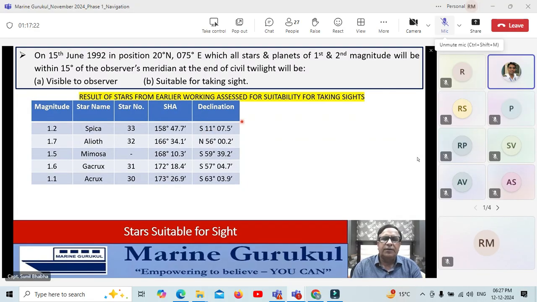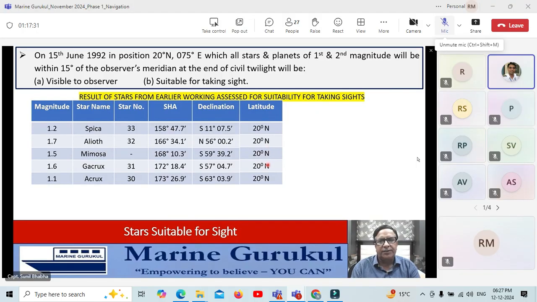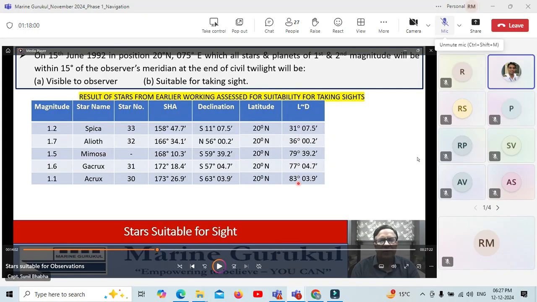Now to assess visibility, we have just learned we have to get L difference D. So we insert one more column here for observer's latitude, and observer's latitude is 20 degrees north. Now we have to find L difference D. Before we show it up, just to reiterate, L difference D means algebraic difference. Same names subtract, opposite names add. And now we have L difference D showing up here. Opposite names add, same names subtract, and we have L difference D for all the 5 stars in this column. Okay, beta, you can check the L difference D. Any doubts coming, let me know.